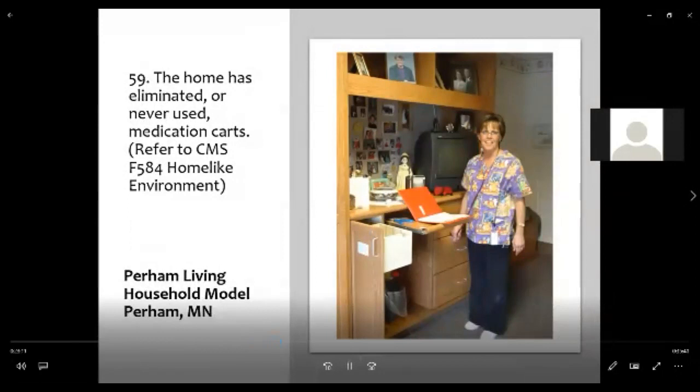All right, the next practice is that you have eliminated or you never even use med carts. Here's an example of what a home did in Minnesota. They built purposely medication locked drawers into this cabinetry that went into every resident room in this household model and a private room. And so you can see meds being given and a locked mechanism for locking the meds.